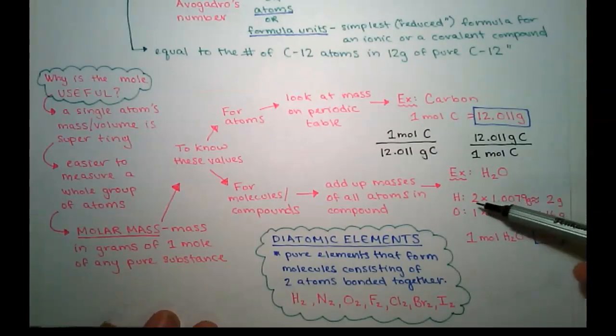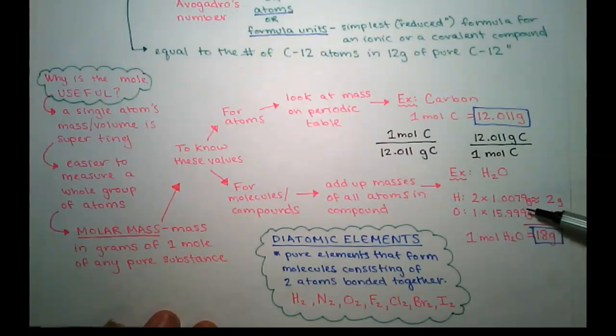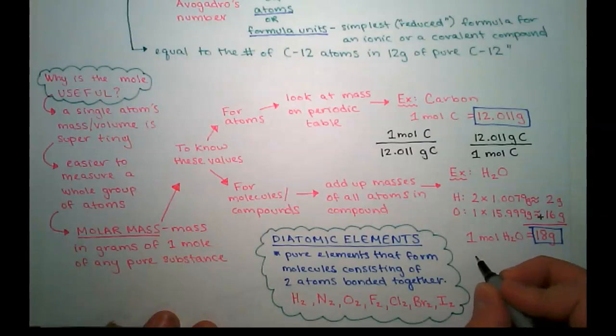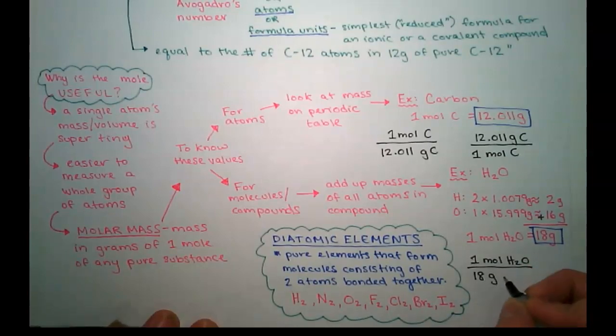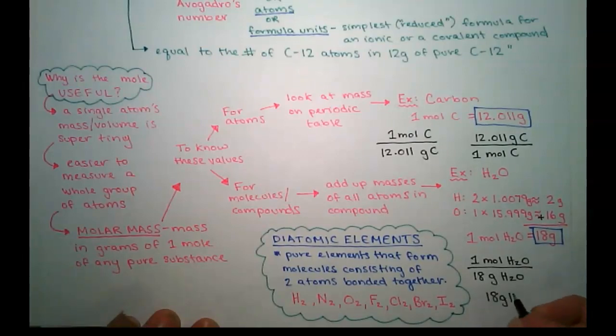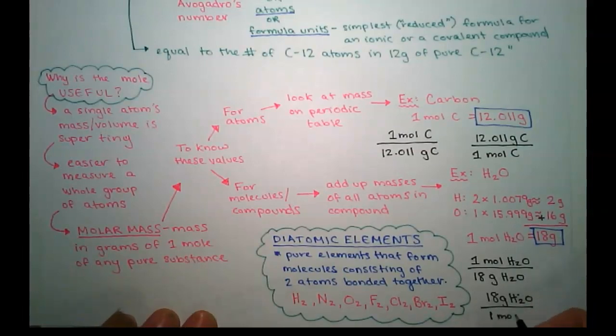But so I rounded: 2 times 1 is approximately 2 grams, and then 1 times approximately 16 is 16 grams. And then I just added these 2 things up. 2 plus 16 gives me 18 grams. So now I have 1 mole of water is equal to 18 grams, so I can write my conversion factors. 1 mole of H2O over 18 grams of H2O, or I could flip it over and put 18 grams of H2O over 1 mole of H2O.